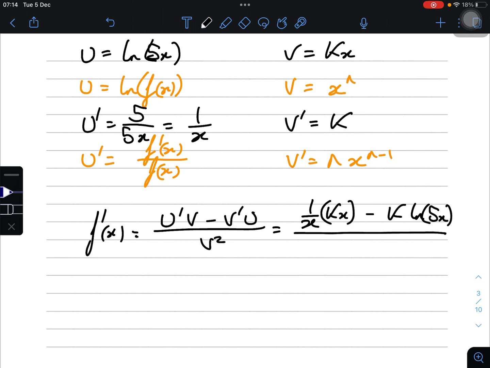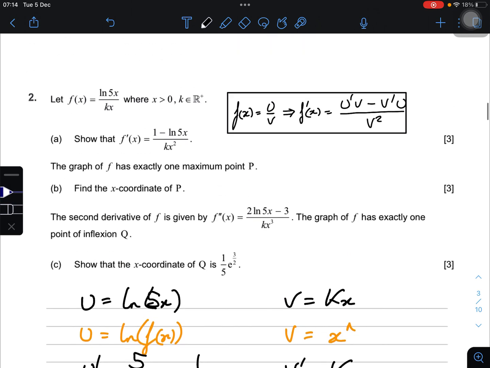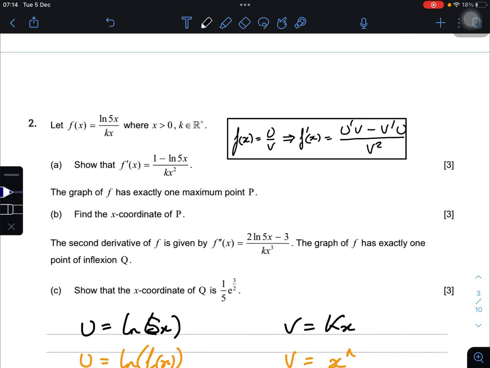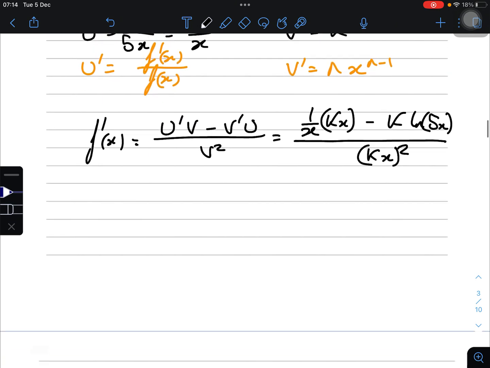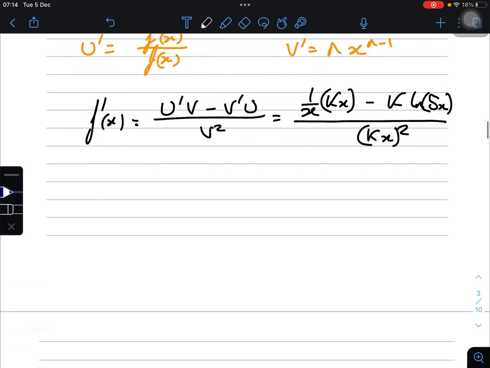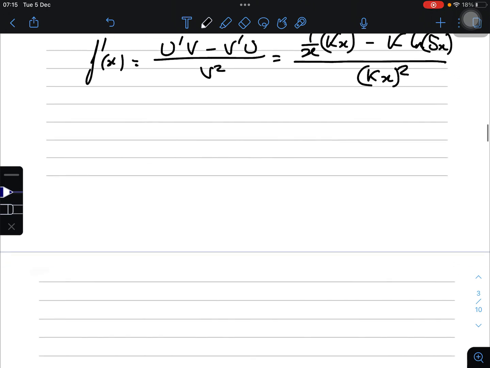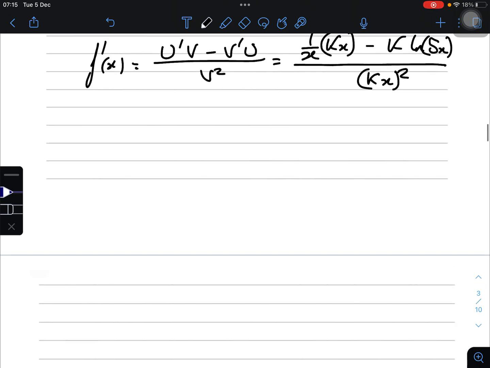And so putting that all over v squared, we would get this over kx squared. I actually think the most difficult part of this question now really is this simplification. I think 3 marks is rather stingy, let's put it that way. I think they definitely could have increased that to 4. I just think these next few steps are what makes this question hard, but they're probably only worth 1 mark or so, which is kind of annoying. But if you want it, you've got to do the work.